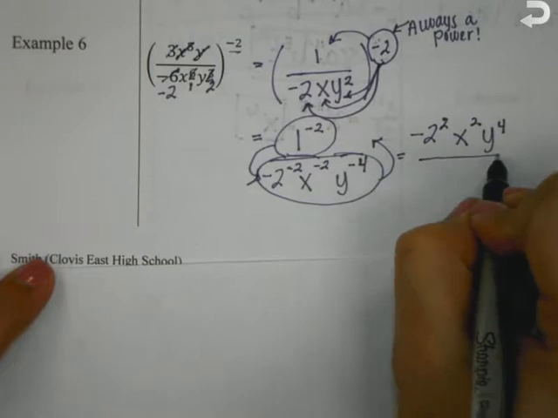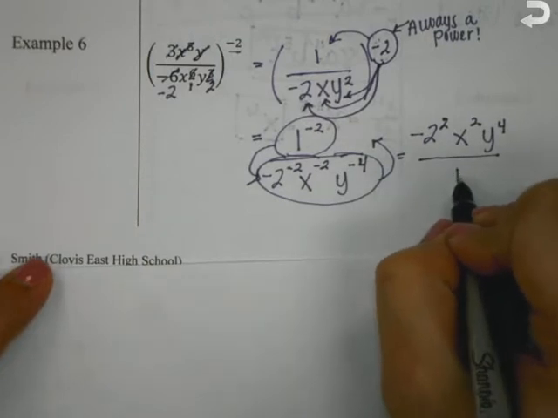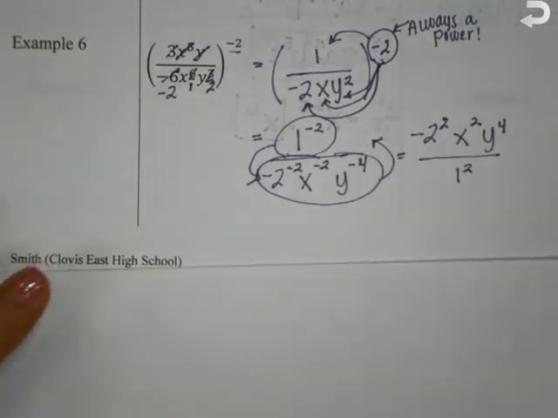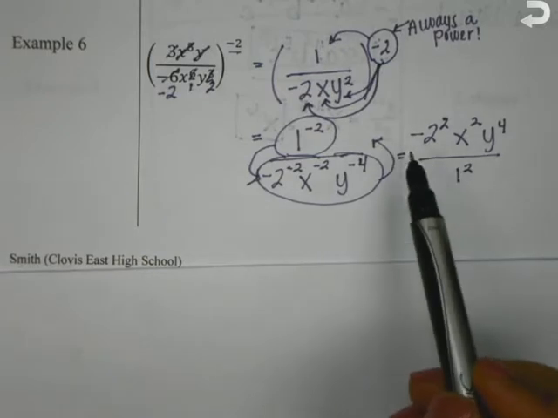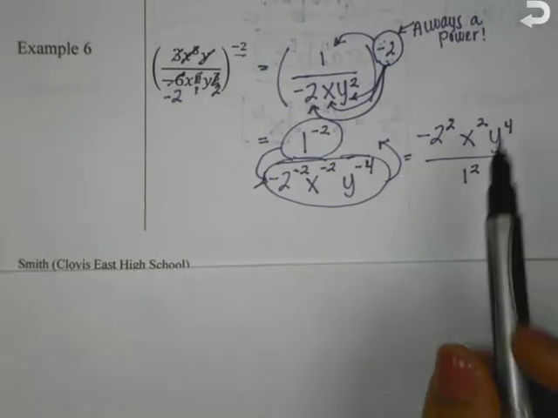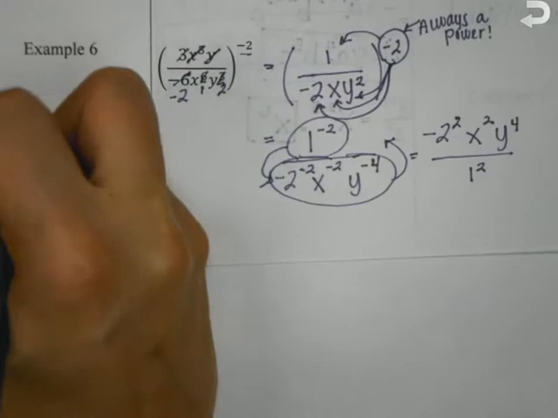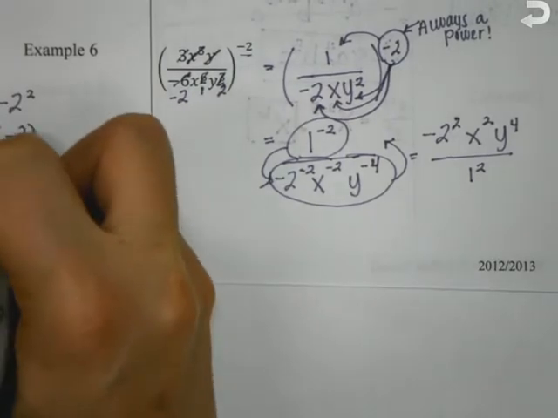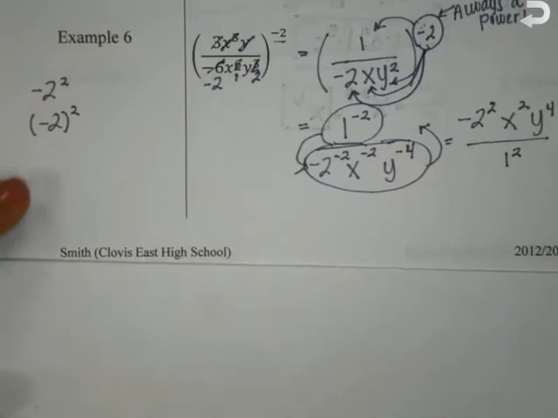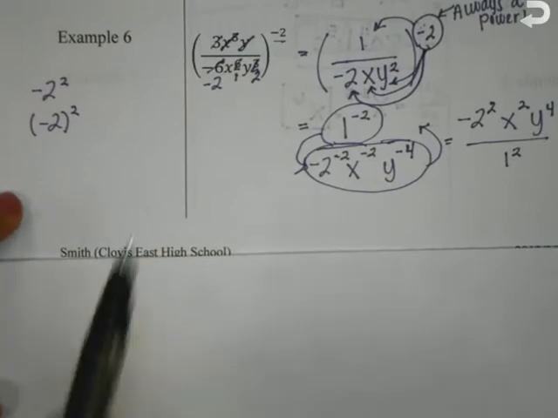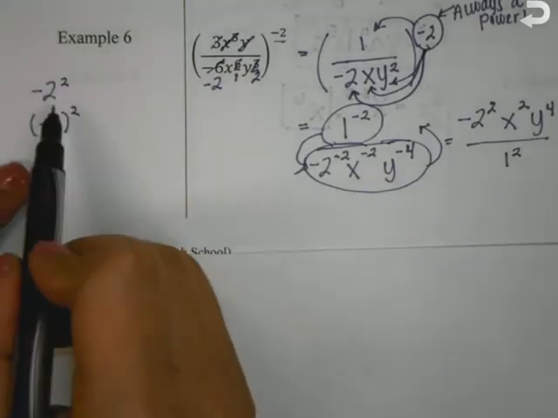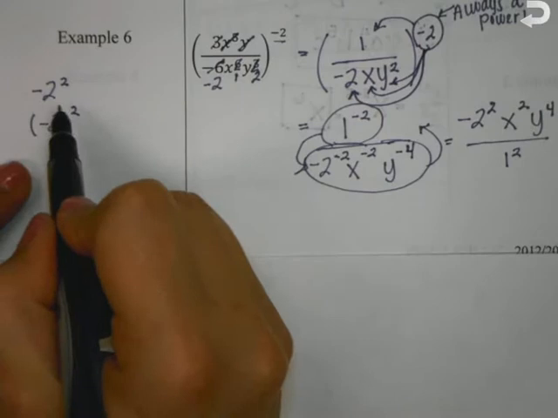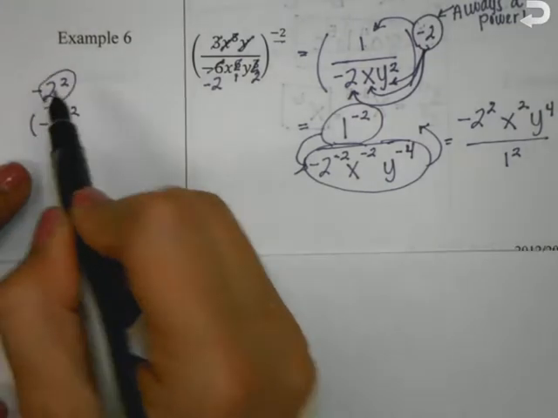Negative 2 squared. Let's look at that. Is this the same as that? Look at these two things. Are these two the same? No. What's the difference between this one? What's that exponent attached to? Just the 2 or the whole thing? Just the 2. So this is the same as saying negative 2 times 2, which is really negative 4.